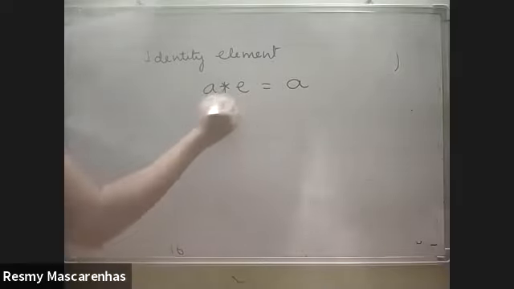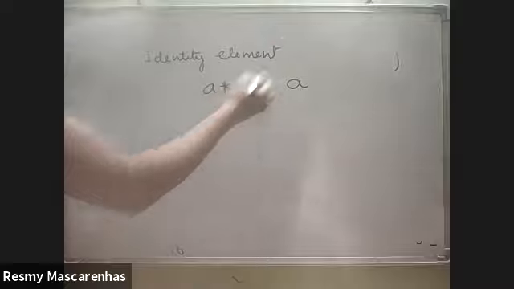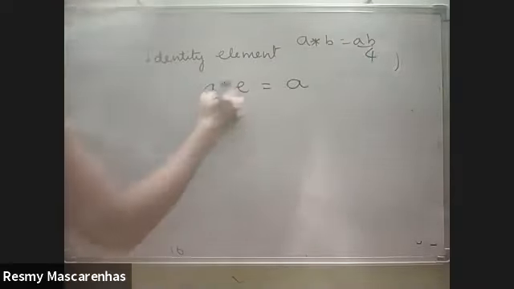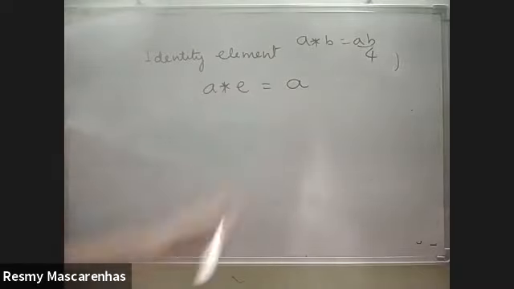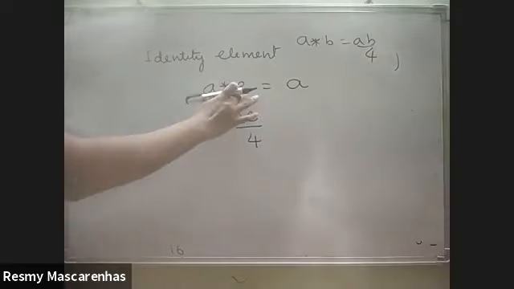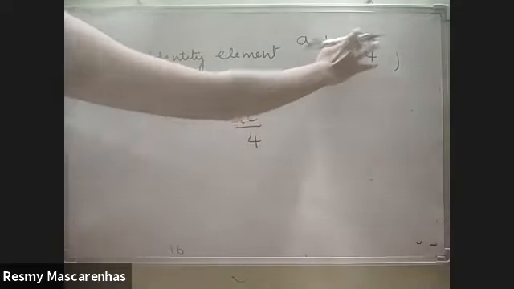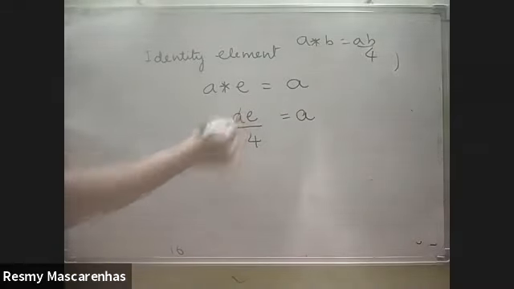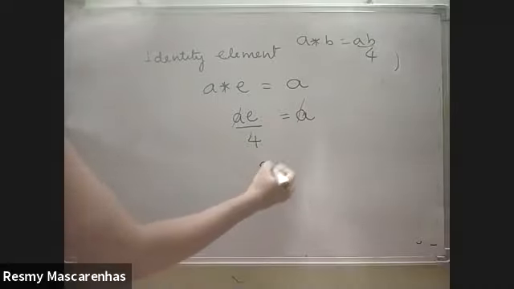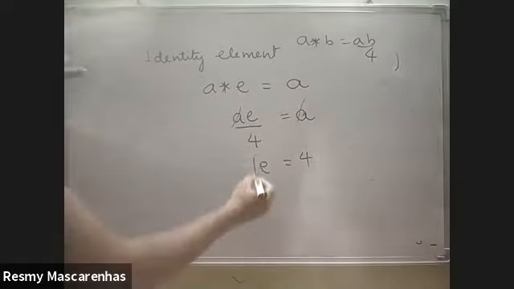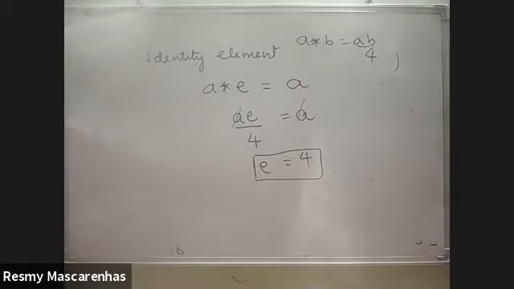Now solve this: A star E. So what will it be? A star B was how much? AB upon 4. A star E will be how much? Instead of B, it is just E. So when I solve this, it is nothing but AE upon 4. A and A will cancel. E will go on the other side. So this is your identity element. So identity element is 4.